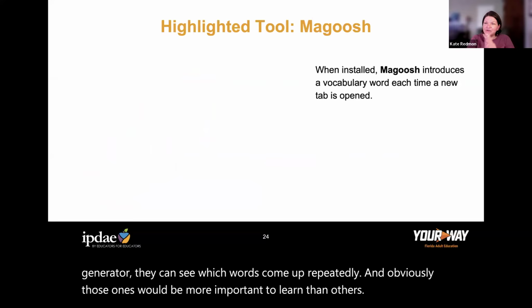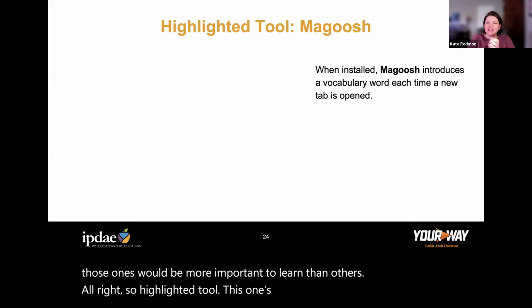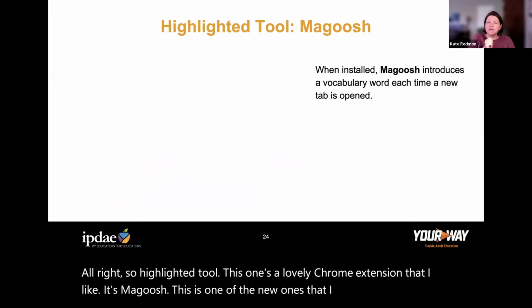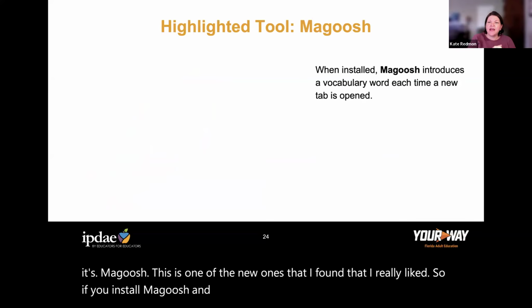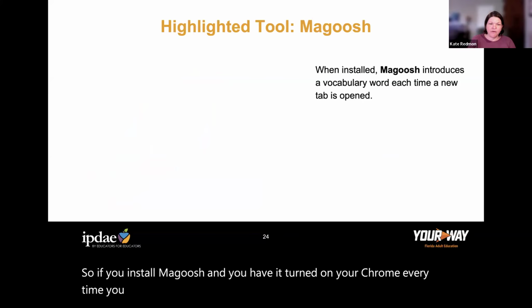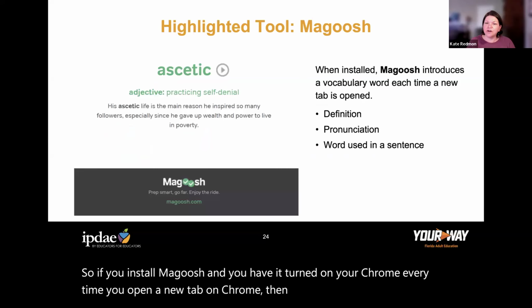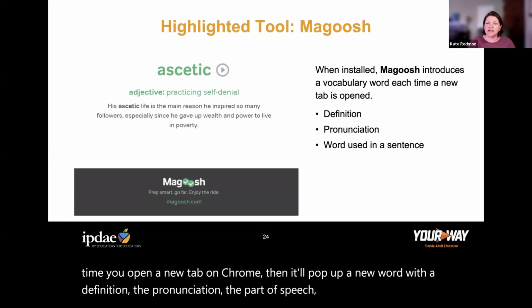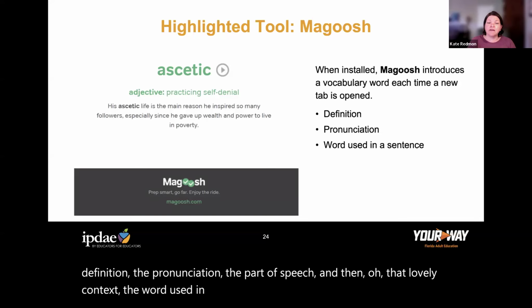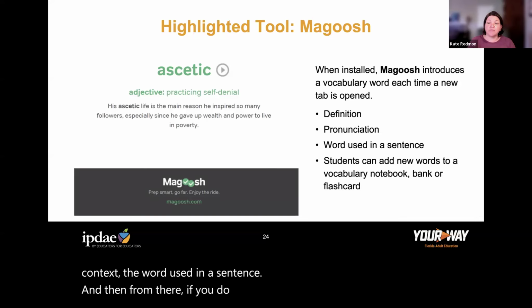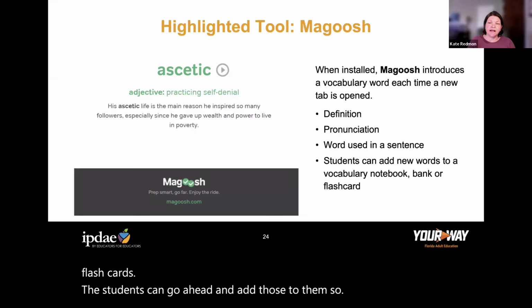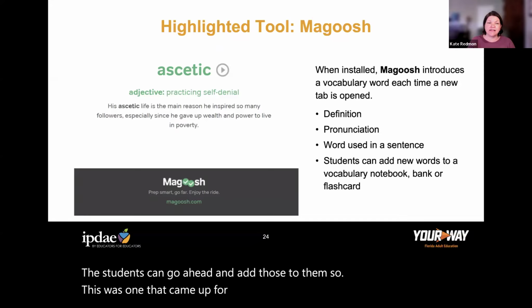All right, so highlighted tool. This one's a lovely Chrome extension that I like. It's Magoosh. This is one of the new ones that I found that I really liked. So if you install Magoosh and you have it turned on in your Chrome, every time you open a new tab on Chrome, it'll pop up a new word with a definition, the pronunciation, the part of speech, and then, oh, that lovely context, the word used in a sentence. And then from there, if you do use those vocabulary notebooks or banks or flashcards, the students can go ahead and add those to them. So this was one that came up for me as I was browsing. I liked it, aesthetic.